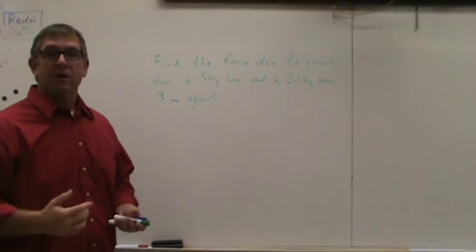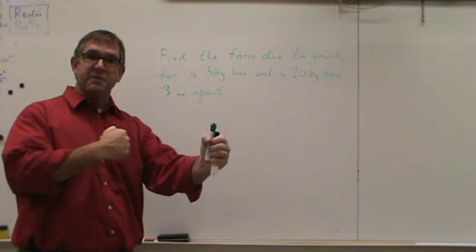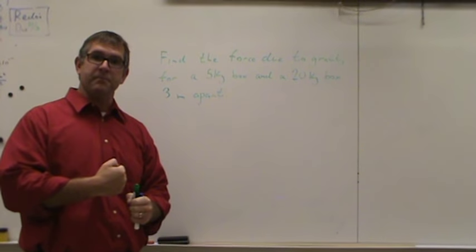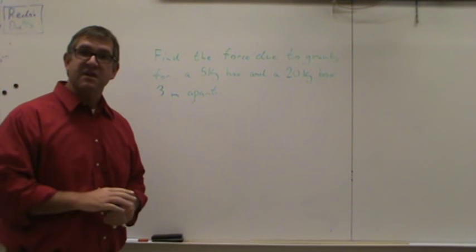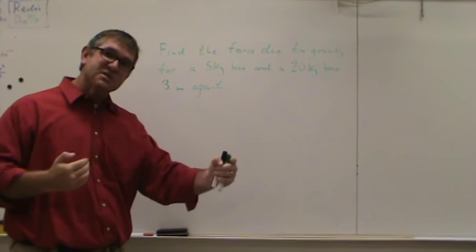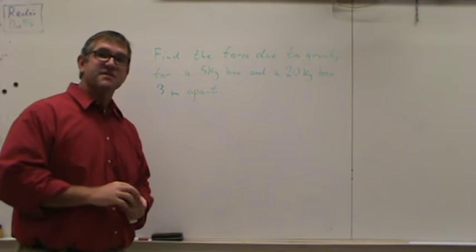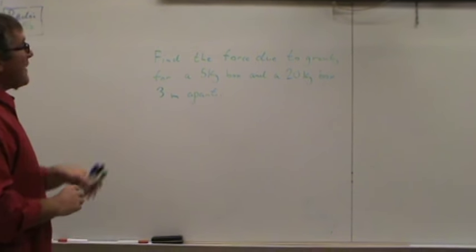In this story problem, we're going to be talking about the force on two objects because of the gravitational attraction between them. We're going to be dealing with the masses of both objects and the distance between them. With the constant for gravity, find the force.